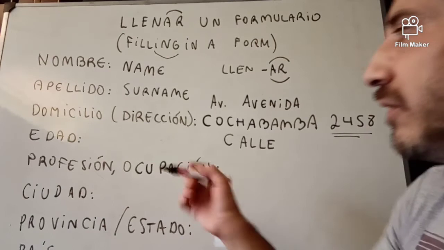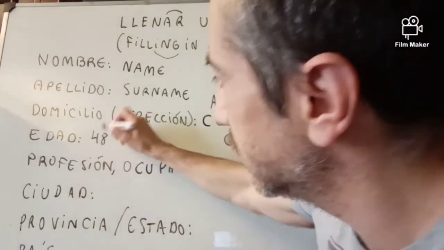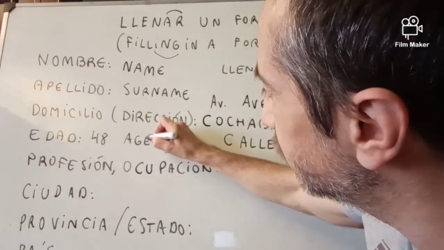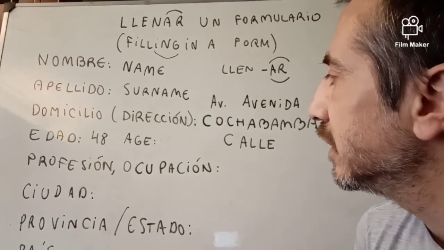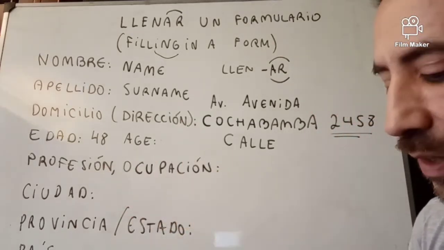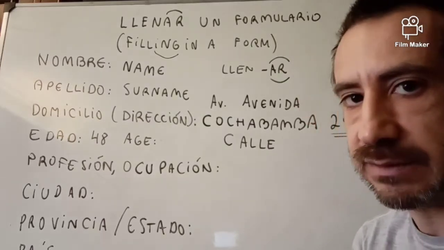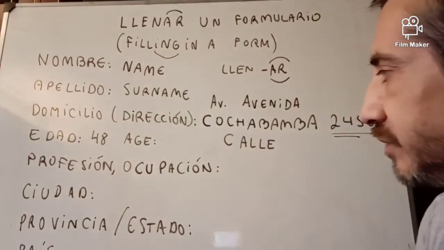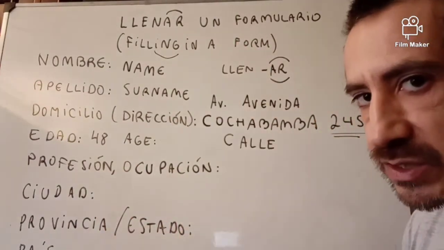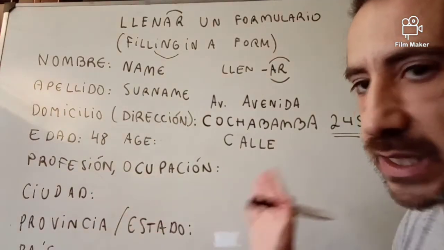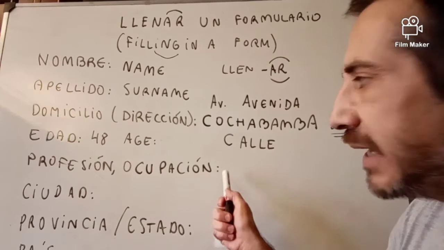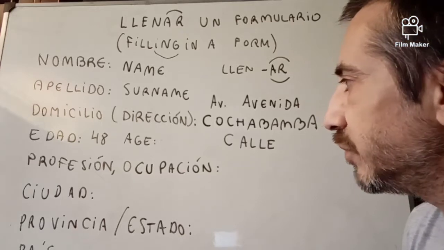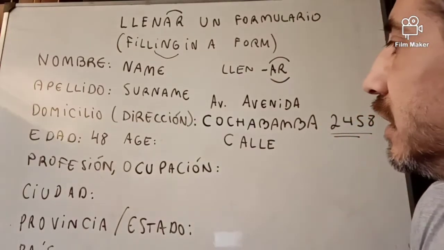Edad, well, if I write, in my case, 48, it is age. Edad means age. Profesión, ocupación, well, the words are very similar. Both come from Latin. Profession, occupation. Now we'll see, first we are going to fill in this imaginary form, and then we'll see the words for the names of some occupations or professions.